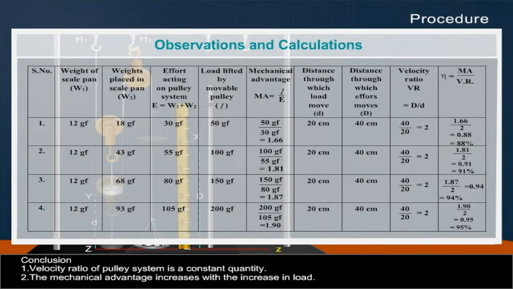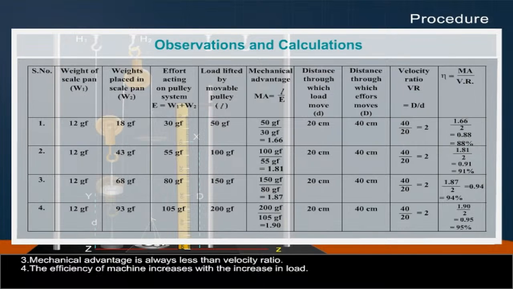Conclusion. Velocity ratio of pulley system is a constant quantity. The mechanical advantage increases with the increase in load. Mechanical advantage is always less than velocity ratio. The efficiency of the machine increases with the increase in load.